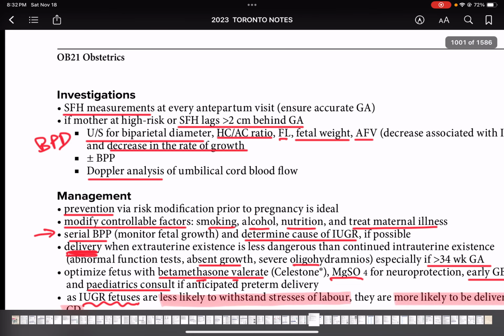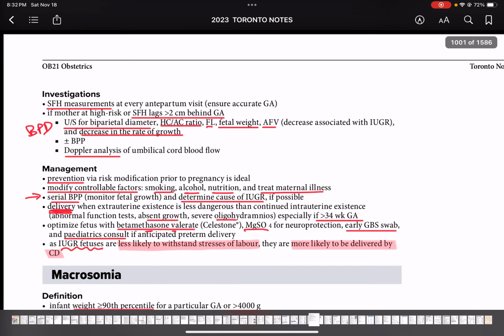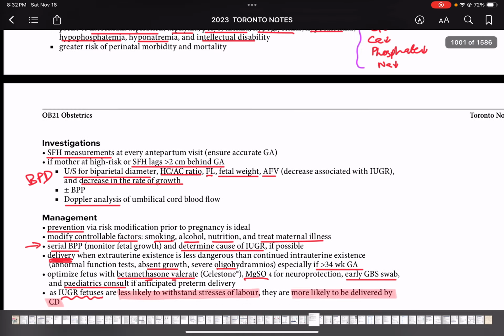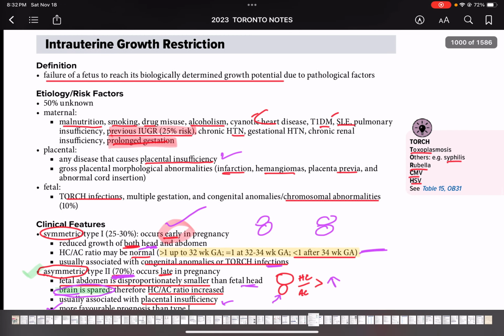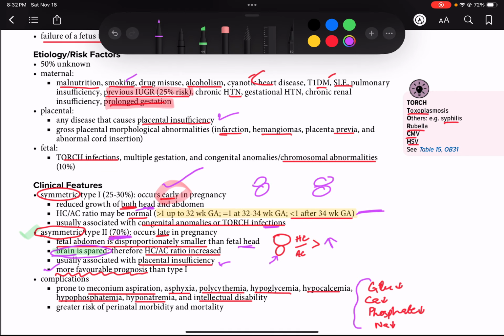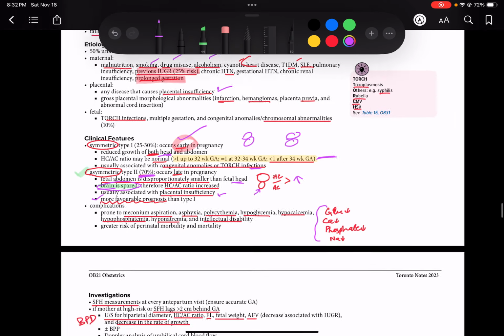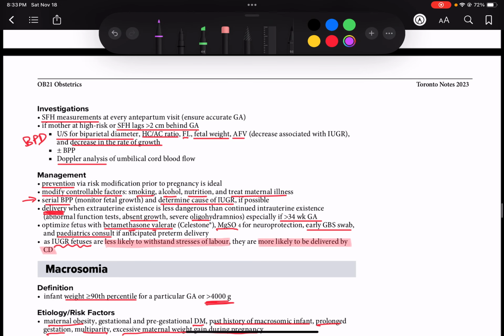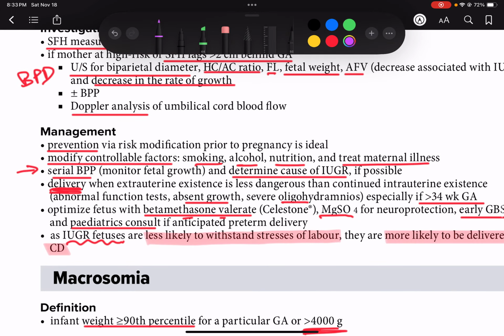What we can do, first of all, is prevent it by risk modification prior to pregnancy, by controlling the modifiable risk factors like smoking, drugs, alcohol. So first of all, try to prevent it that way. Then we can also closely monitor it: serial biophysical profile, monitor fetal growth, and determine the cause of IUGR if possible.